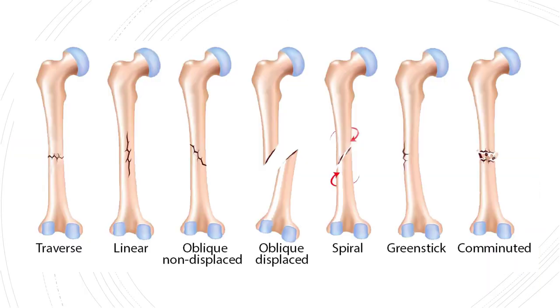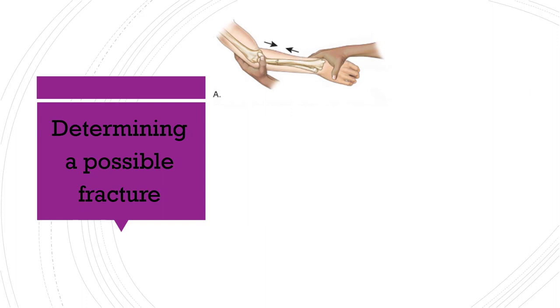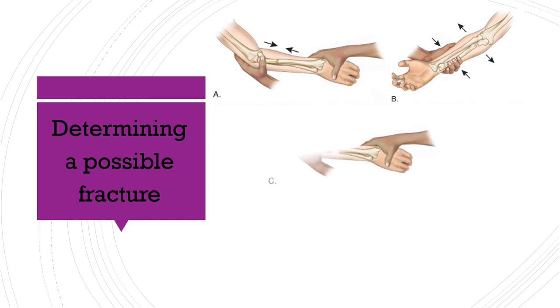Possible fractures can be assessed with percussion or vibrations through the use of a tuning fork, compression, and distraction. Some different methods of checking for fracture include axial compression. We are compressing the bone together. We could also have circular compression, where we're squeezing the bones together. We may also have distraction of the bones, or pulling them away from each other.